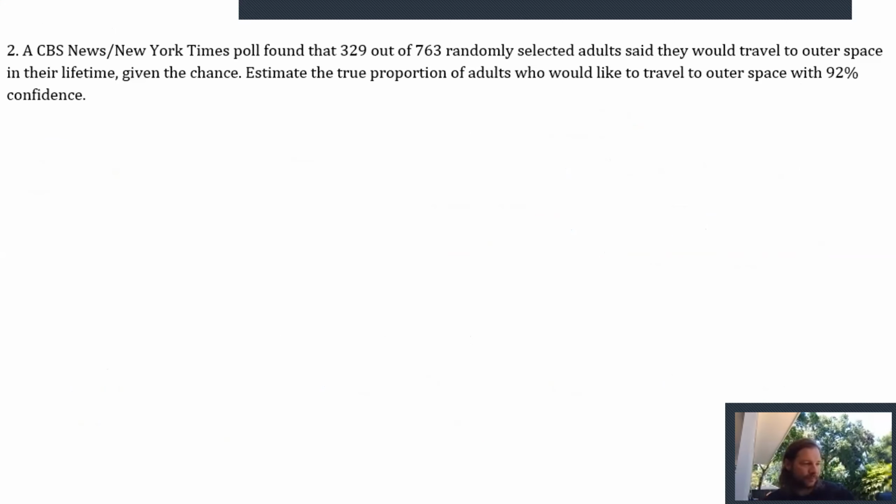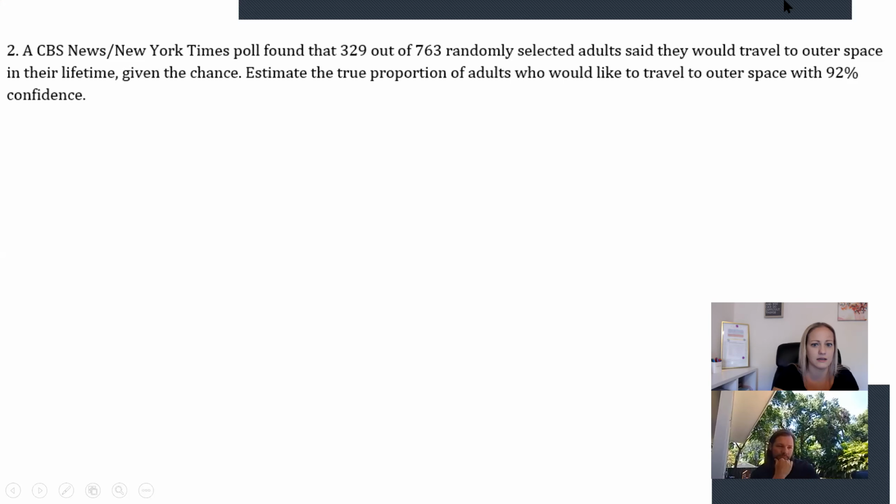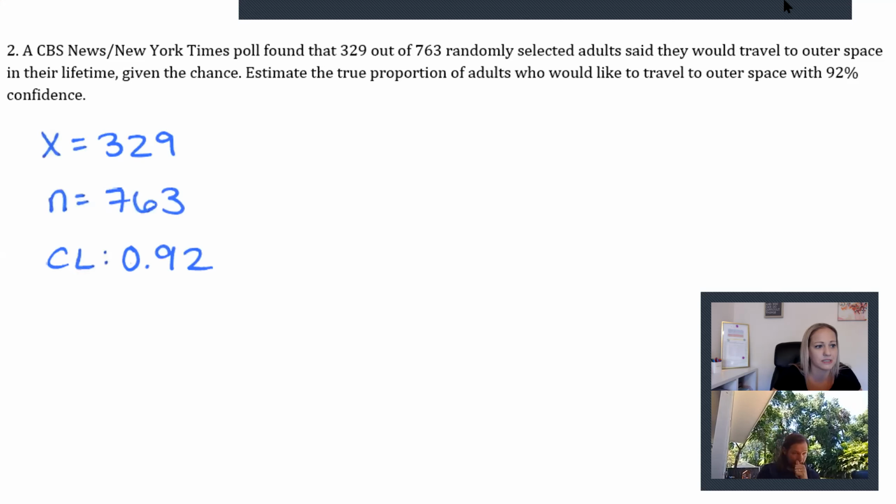Number 2 says that a CBS News New York Times poll found that 329 out of 763 randomly selected adults said they would travel to outer space in their lifetime given the chance. Estimate the true proportion of adults who would like to travel to outer space with 92% confidence. Okay, so we just need to know X and N and the confidence level. So X is 329, N is the total number of people, so 763. Confidence level is 0.92.